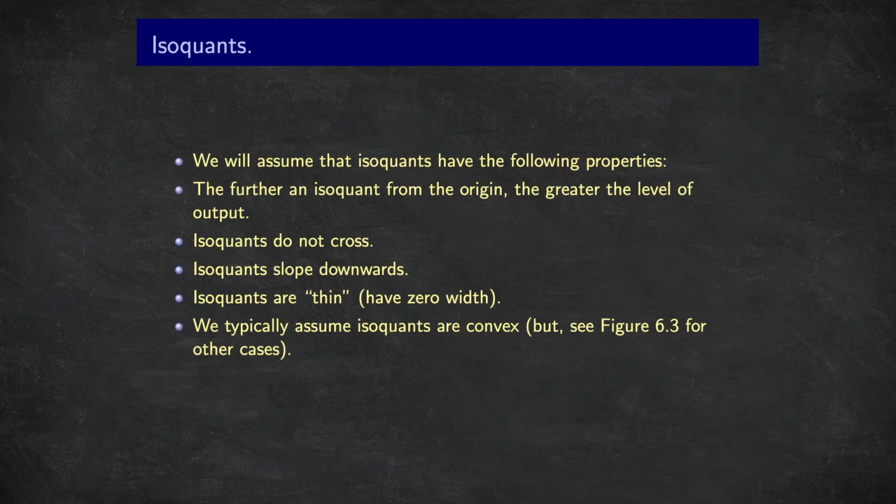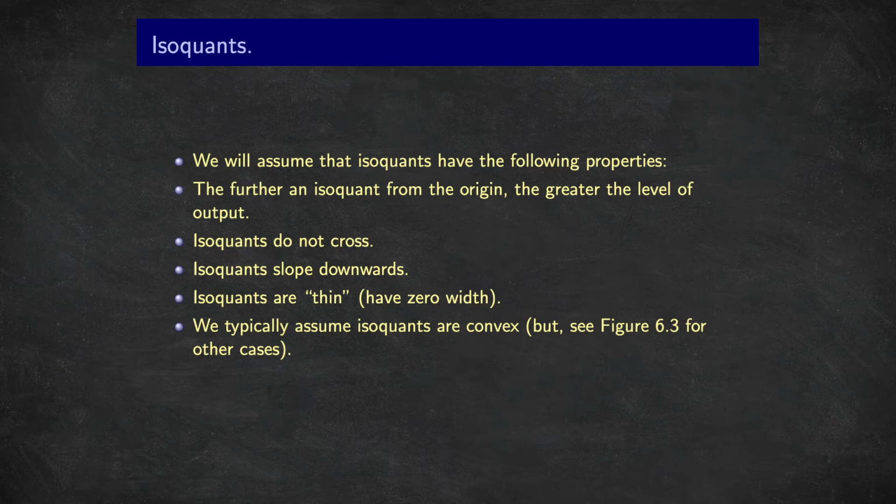As we work with isoquants, we will make several basic assumptions about their properties. First and foremost, we will assume that the further an isoquant is from the origin, the greater the level of output. This is equivalent to saying that if I increase labour and capital, then my output goes up. So we have a monotonically increasing long-run production function. This is something we will assume in our diagrams.